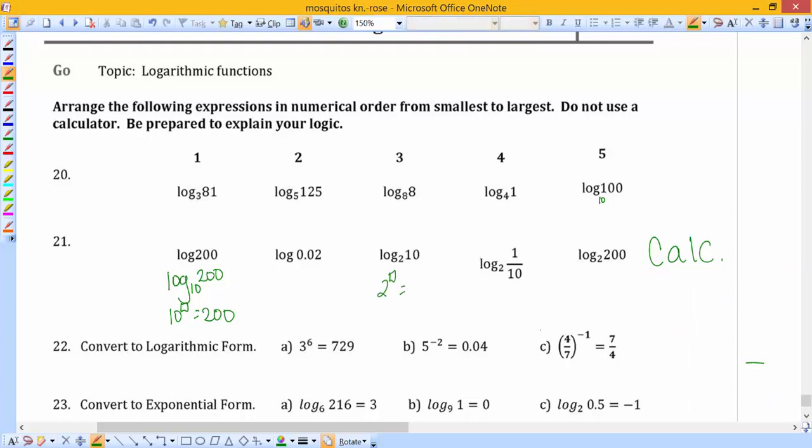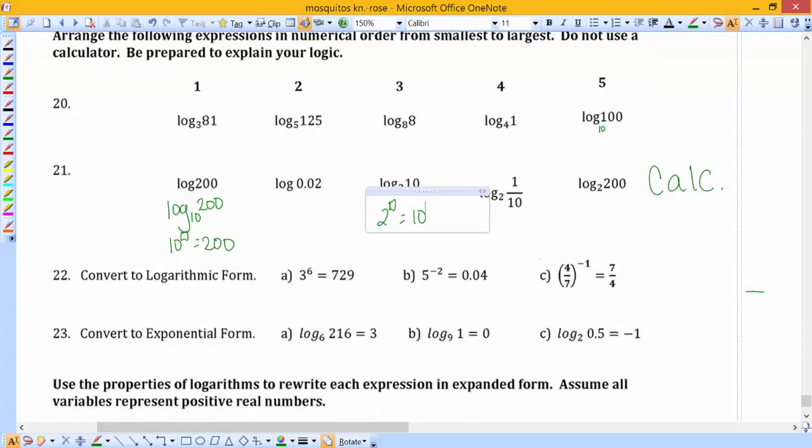2 to the what is 10. Well, that has to be between 3 and 4. So now it's bigger than this one. So don't overthink those ones.